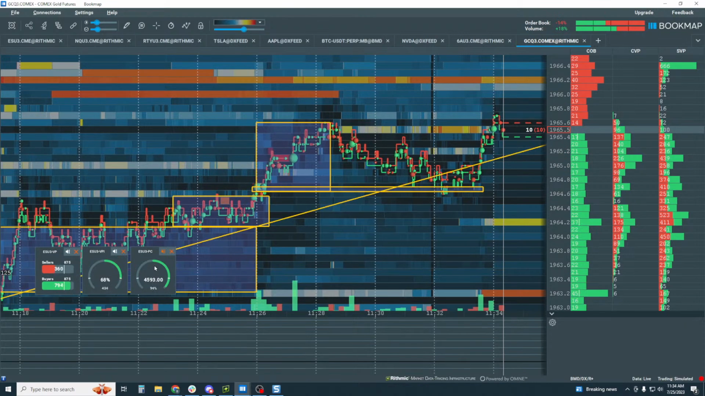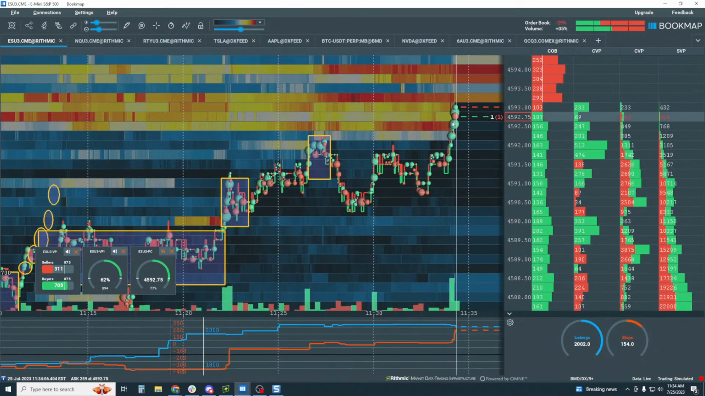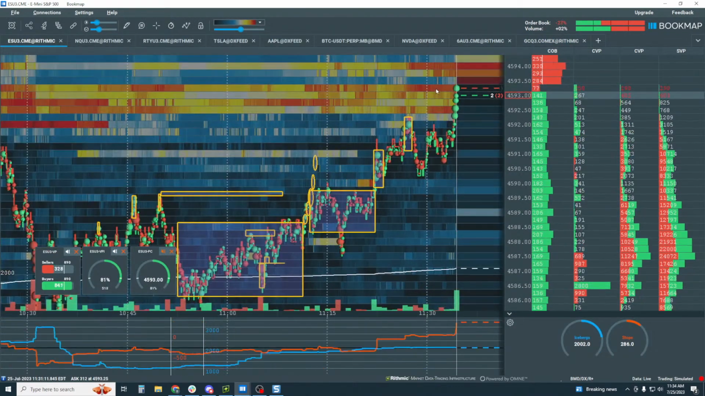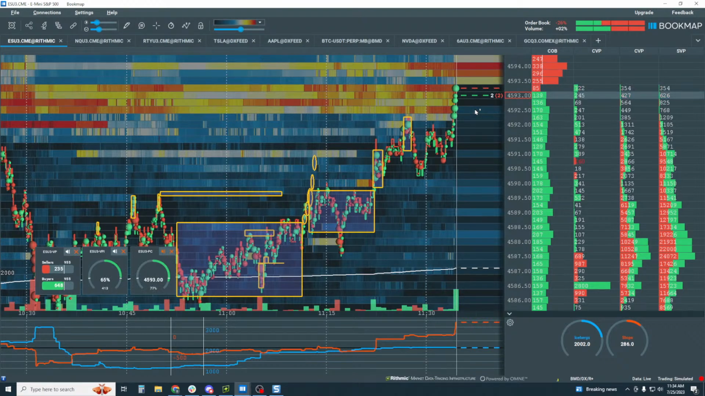Our S&P is starting to kick off again. Let's take a look. All right, finally our S&P is trading up into that liquidity up here. Yeah, hold on a minute, guys. Hold on.